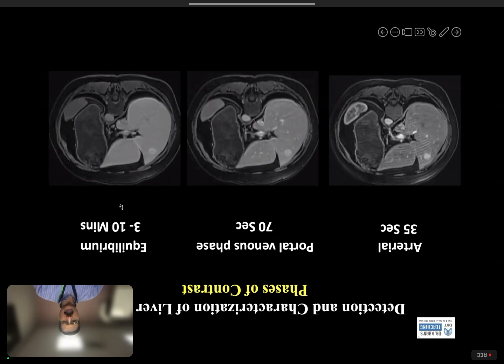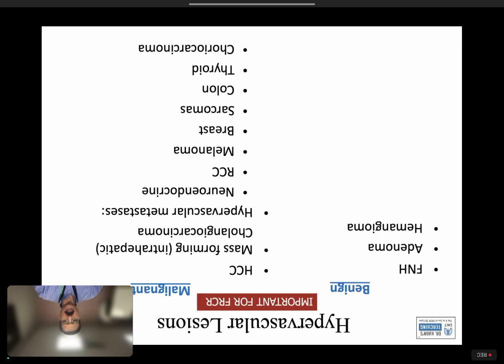Now we utilize this on MR. On a CT scan, we cannot utilize it, otherwise we will roast the patient with radiation. So we cannot do too many.